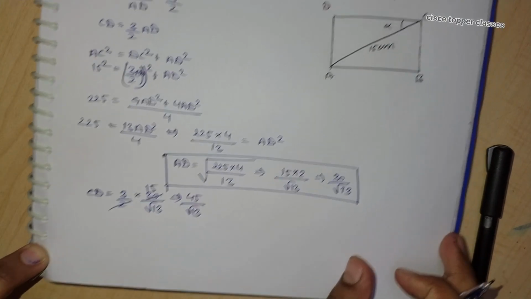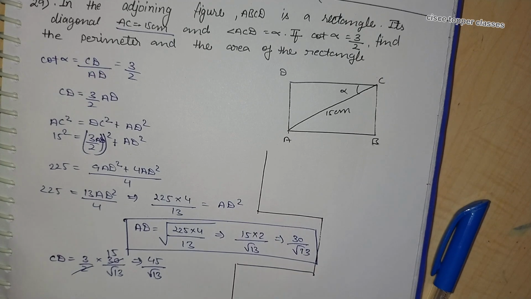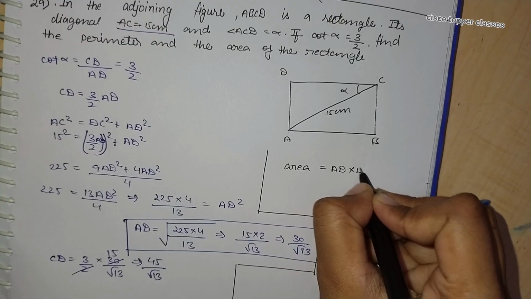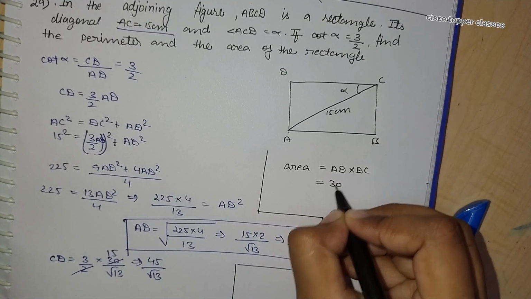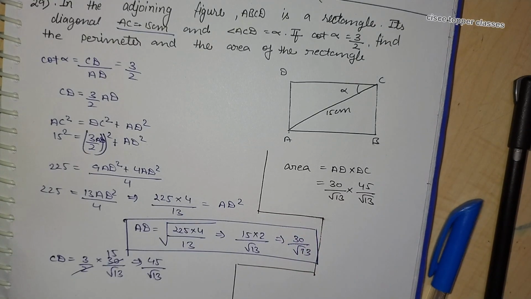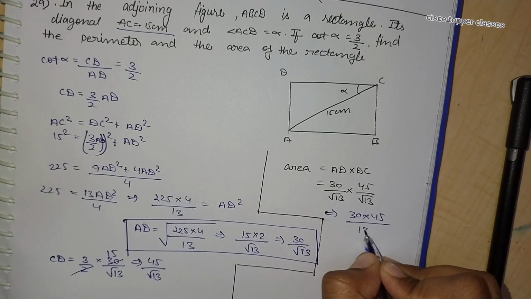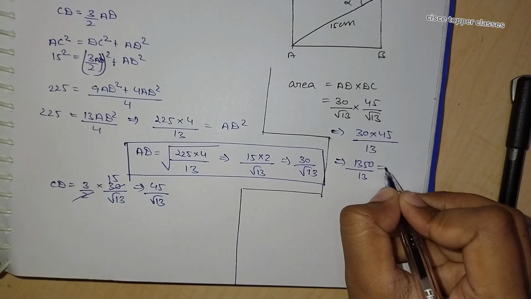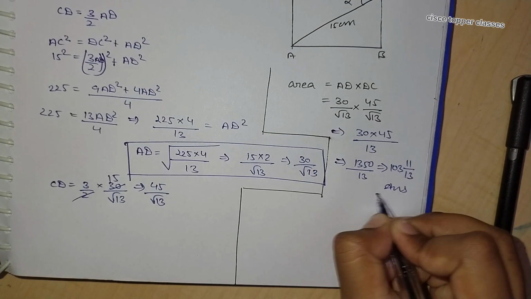From that we can find the perimeter and area of the rectangle. So here we can write the area and perimeter. Area will be, here breadth is AD and length is DC. So AD into DC, and AD we have found as 30 by root 13 into 45 divided by root 13. On calculating this, we can write 30 into 45 divided by 13. So we will get 1350 divided by 13. As a mixed fraction, this will be 103 and 11 by 13. So this is the area, the answer of the first part.